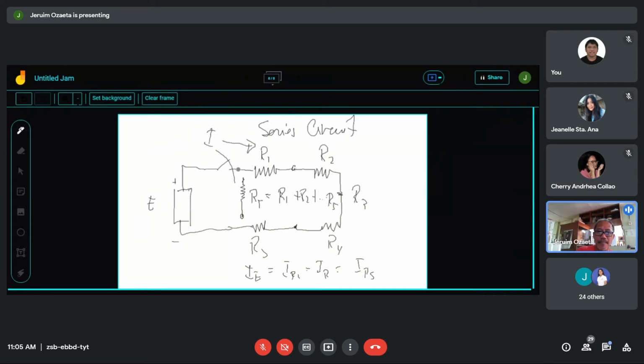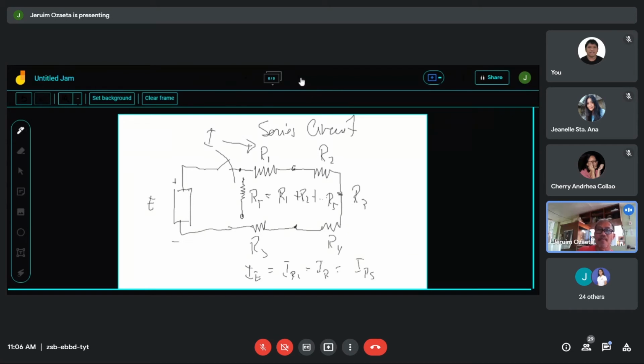As the current enters this point in the resistor, it leaves the other end of that resistor, and it enters the next resistor and leaves, and then so on, and then goes back, okay? So you call this a series circuit. Take note that in a series circuit, the current that passes through all the resistors connected therein is the same.